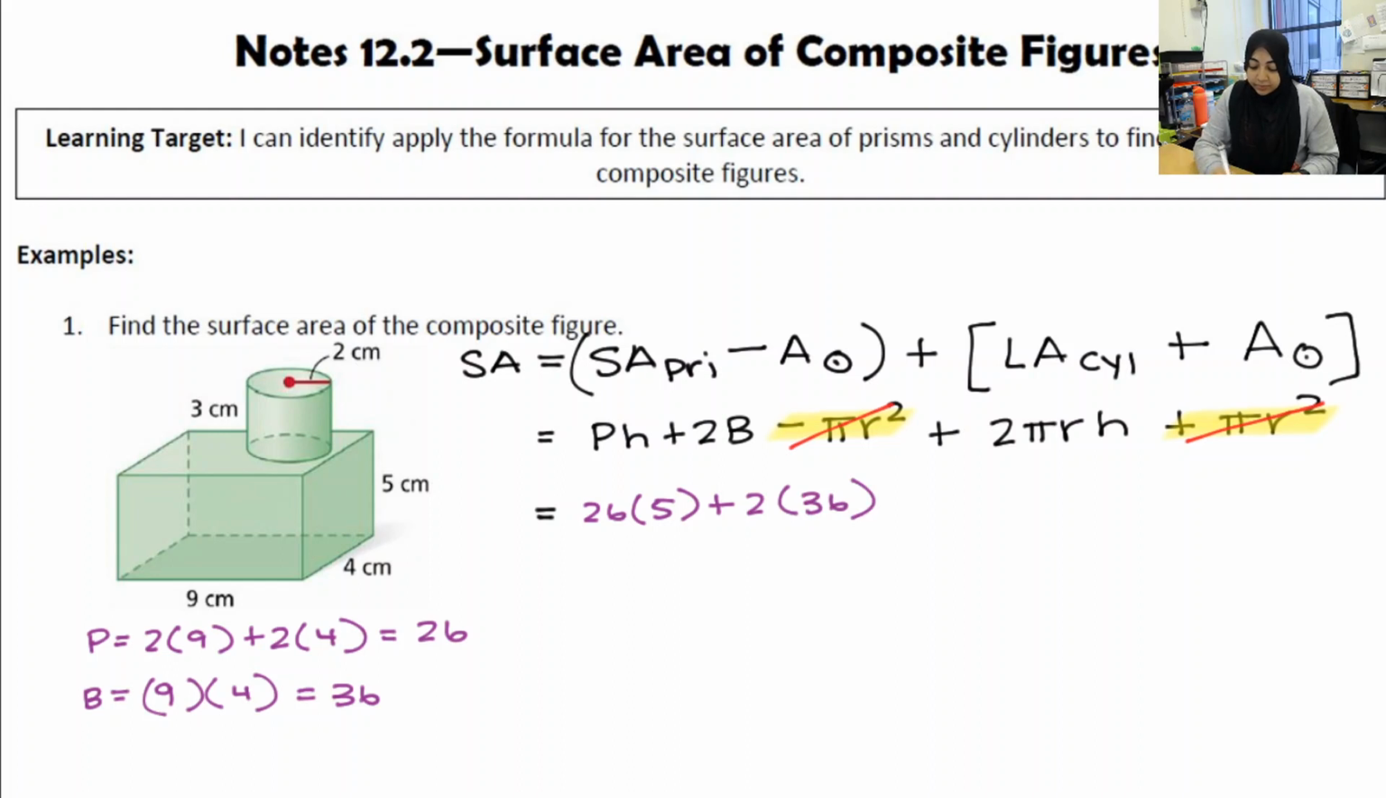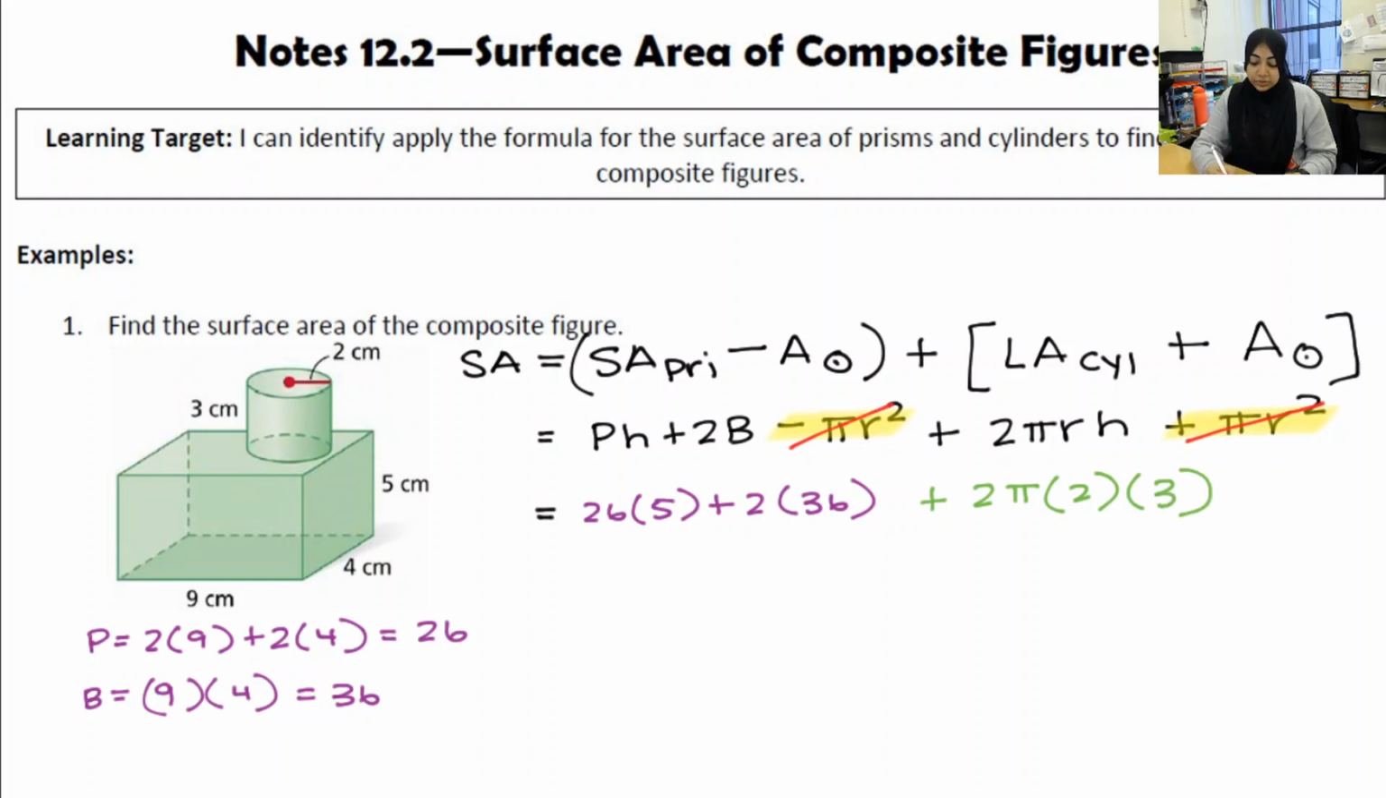Okay, now I'm going to deal with the cylinder. So let's do plus 2 pi. My radius is 2. Oh, how nice. They gave us the radius instead of us having to divide the diameter by 2. And then, of course, the height of the cylinder is this 3 right over here.